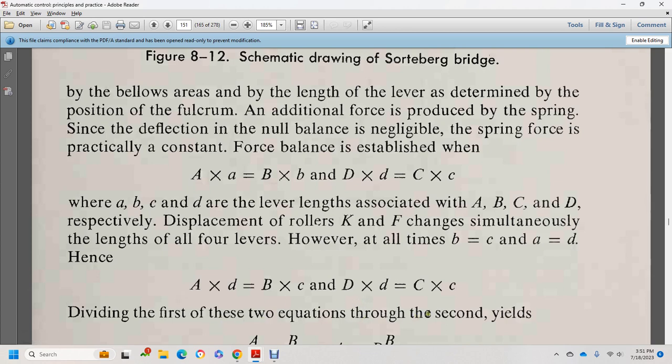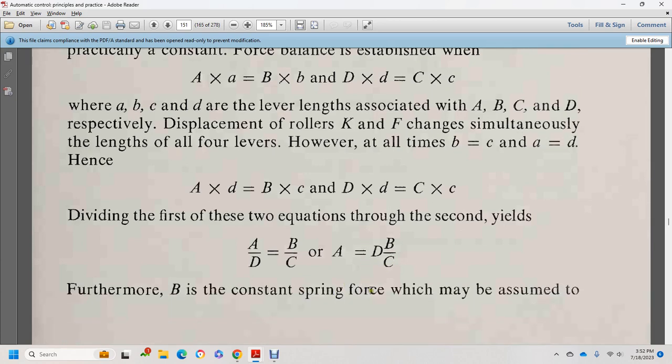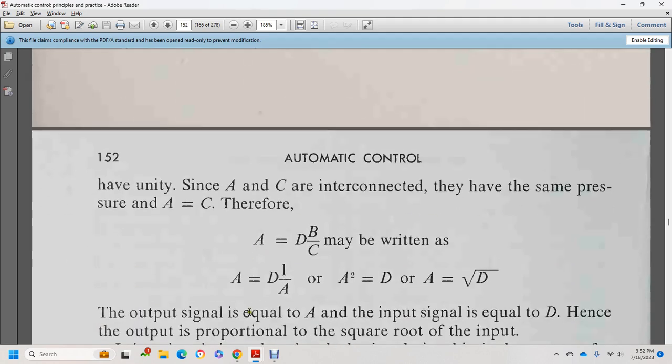Dividing the first of the two equations throughout the second yields A over D is equal to B over C, and where A is equal to D times B over C. Furthermore, B is a constant spring force which may be assumed to have unity. A and C are interconnected, so they have the same pressure when A is equal to C. Therefore, A is equal to D times B over C. That may be written as A is equal to D over 1 times A, or A squared equal to D, or A is equal to the square root of D.